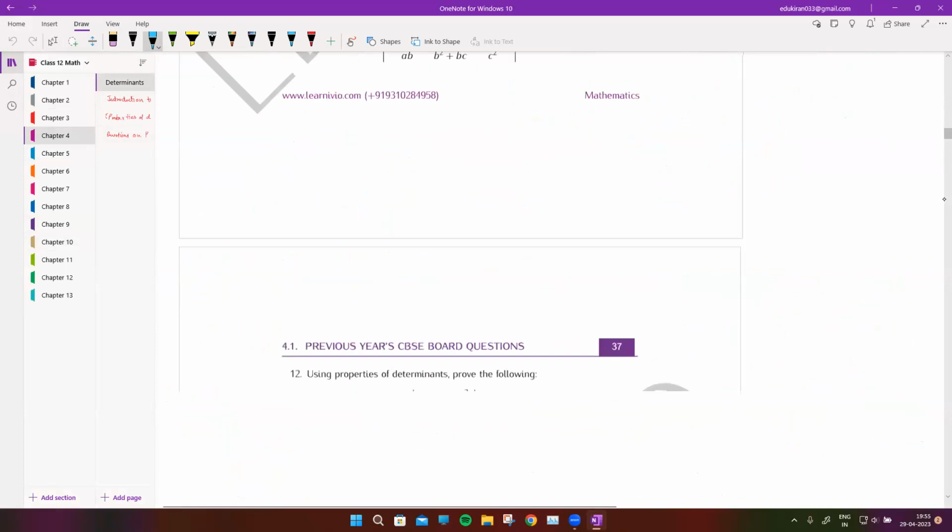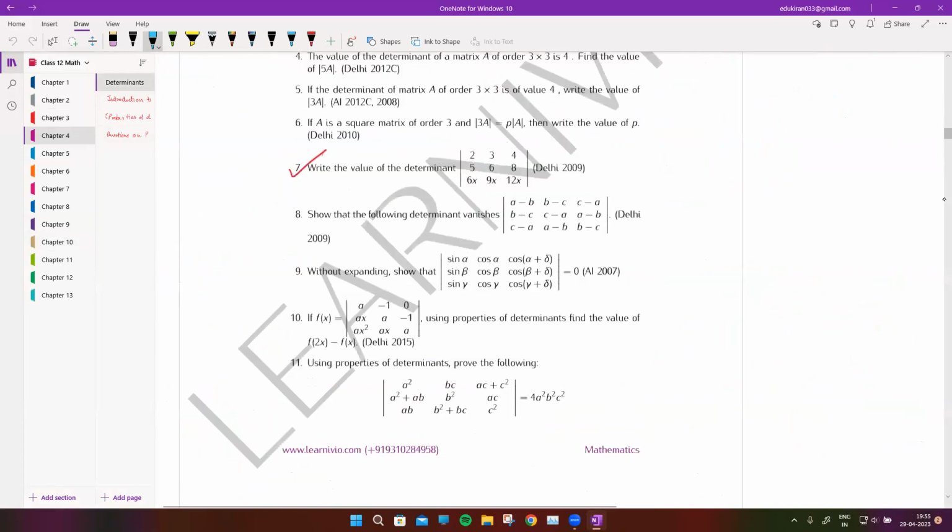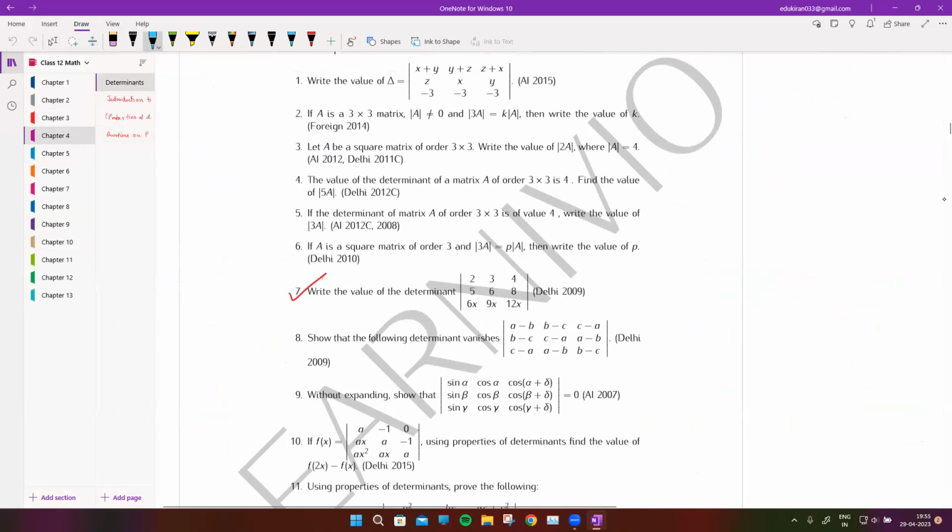Now you can start here. Okay, we will use this property as well. Do you know what vanishes means? We try to solve these questions. Vanishes means this determinant is equal to 0. We have to basically prove this.